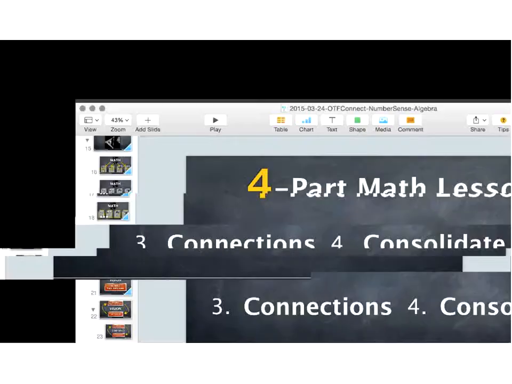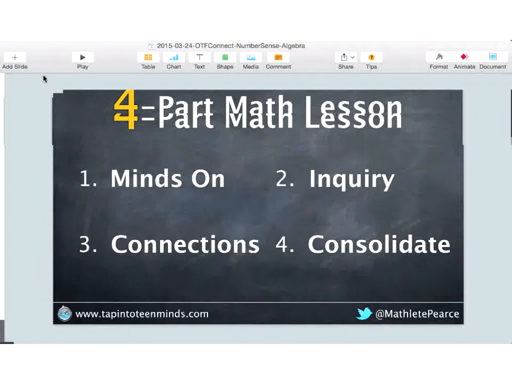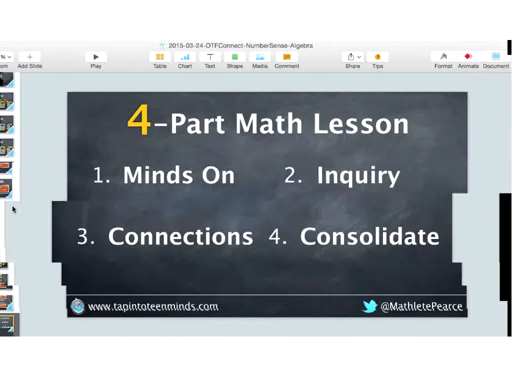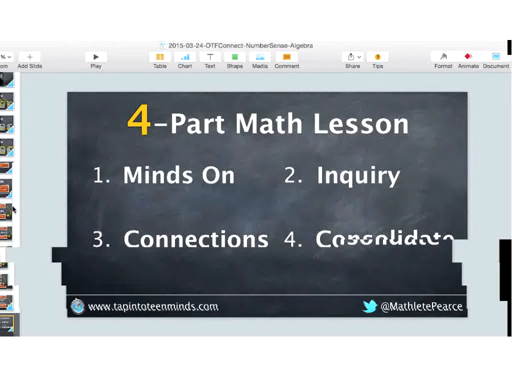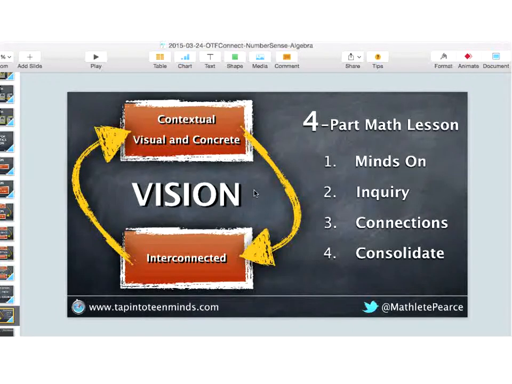So let's take a look here. Ultimately, looking at the 4-part math lesson, I've broken down a 3-part math lesson into two additional pieces, taking that action piece and breaking it down into inquiry and connections. Ultimately, we need to find a way to marry or merge this vision and a 4-part math lesson. So I want to share with you what that may look like in the classroom, when we push these things together.